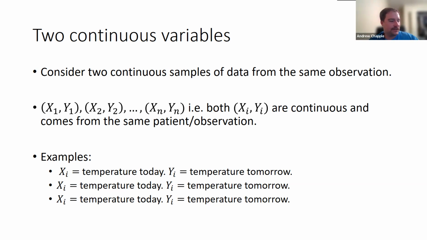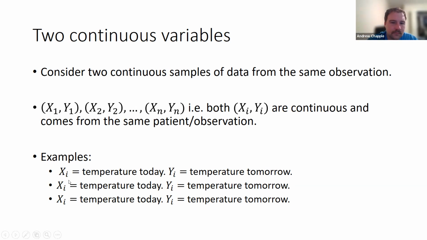The way we're going to notate it is in pairs. So x1 would be my height, y1 would be my weight, x2 would be somebody else's height, y2 would be somebody else's weight, all the way up to xn. And these are continuous, and they come from the same patient observation. So they're not binary, like yes, no. They've got to be some kind of numerical data point, like age or BMI or something like that.